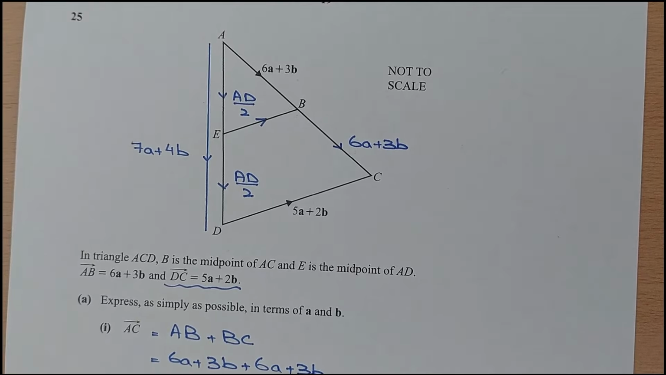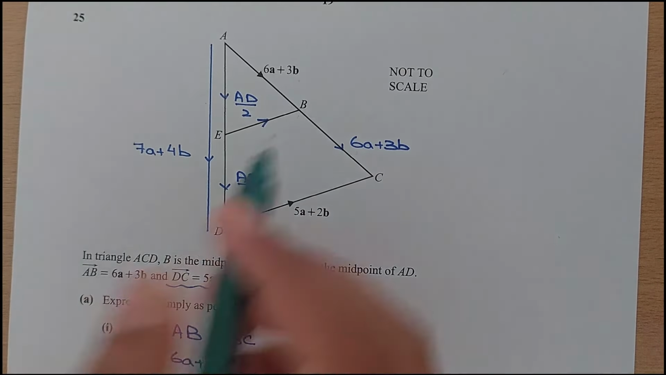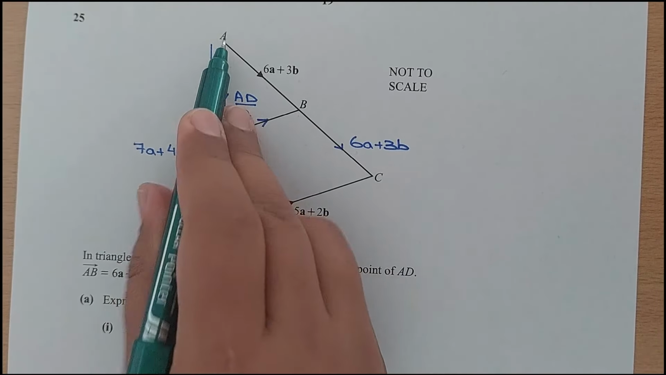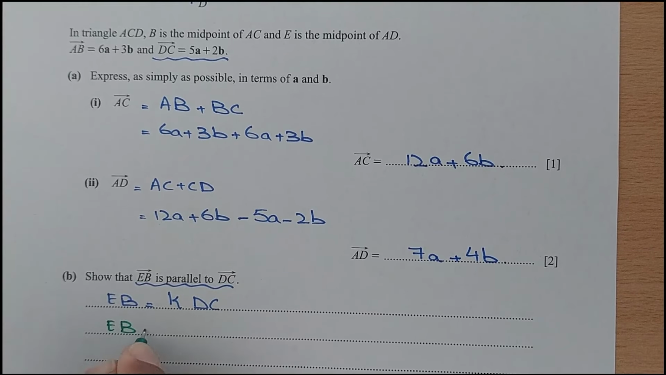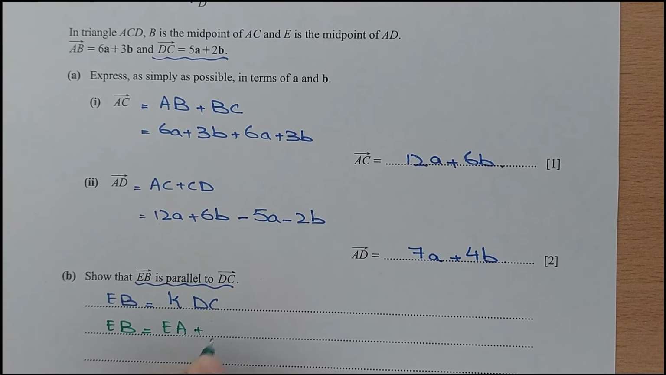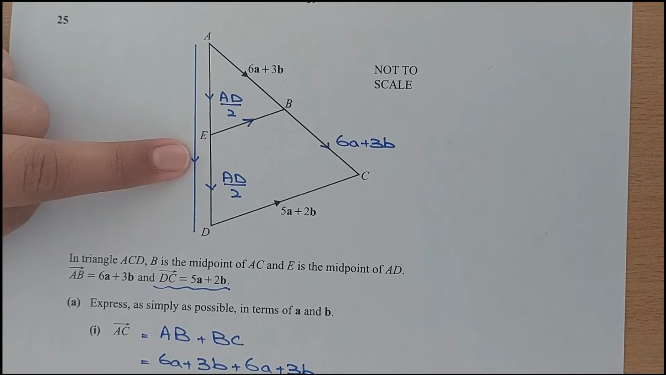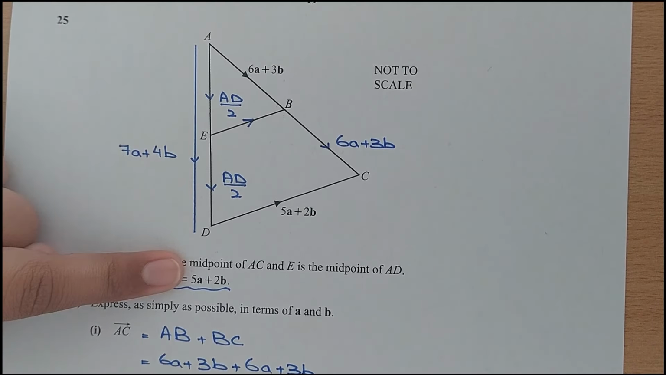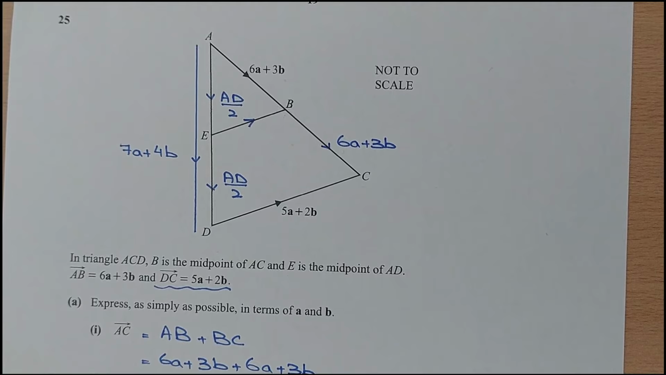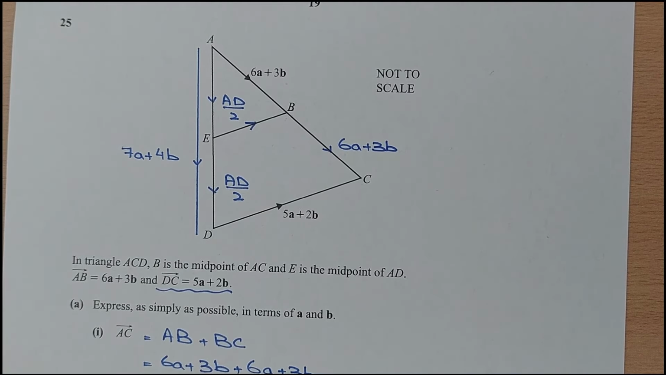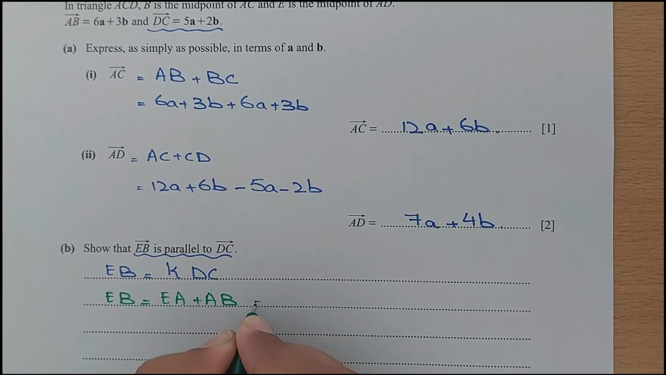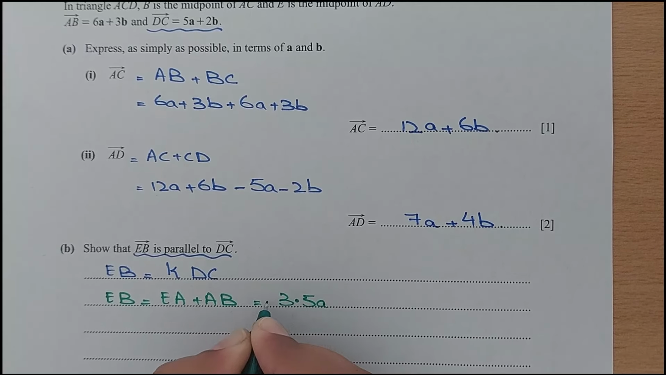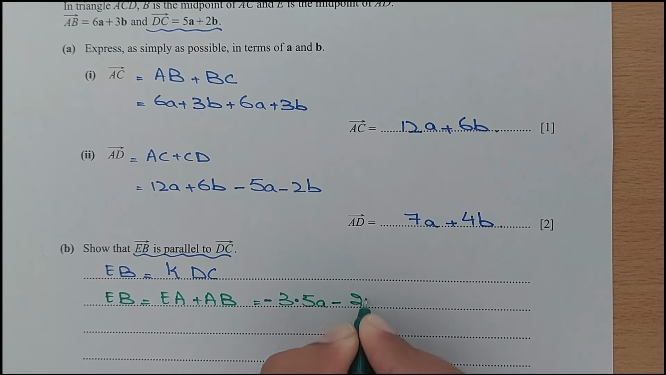What is EB? EB follows the path of E to A, and A to B, right? Okay, let me find EB. EB follows a path of EA plus AB. So A to E is half of AD, and EA has a negative sign. So 7A plus 4B, half of 7 and half of 4. Half of 7 is 3.5. So this is negative 3.5A, and negative 2B, right?